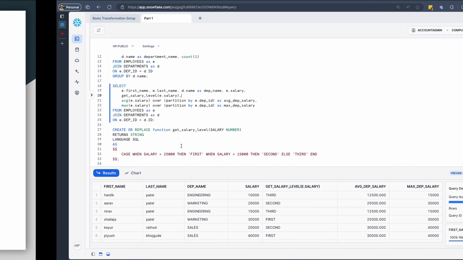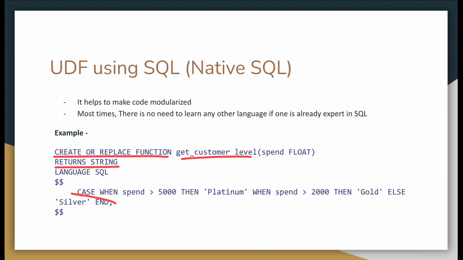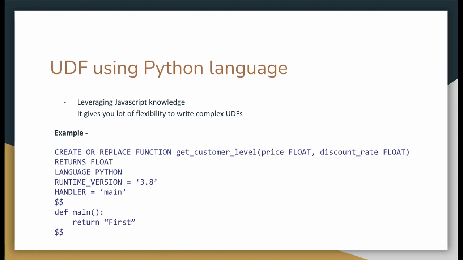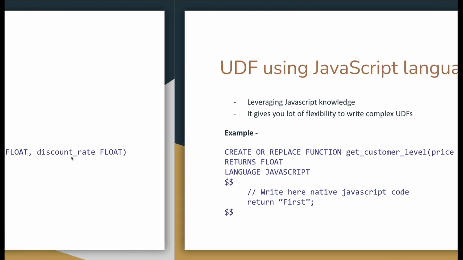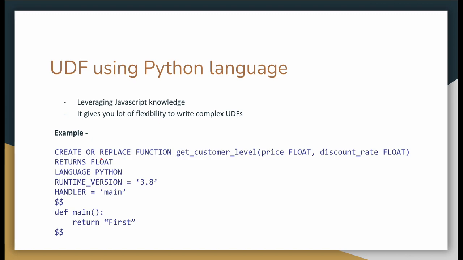Now let's look at what other ways we can create a UDF. The second way is using Python language. In this, there is a little bit different syntax. As you can see, this is very basic, and it's actually the same: create or replace function and the function name. Argument also is similar, there is no difference here. Returns float here, and you can put whatever you want to return here.